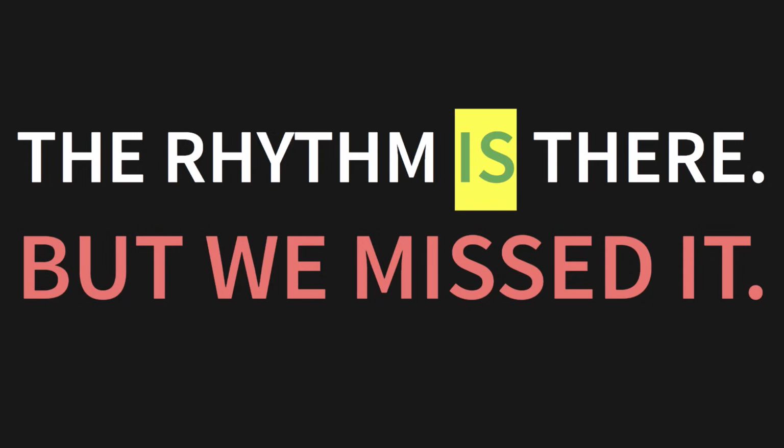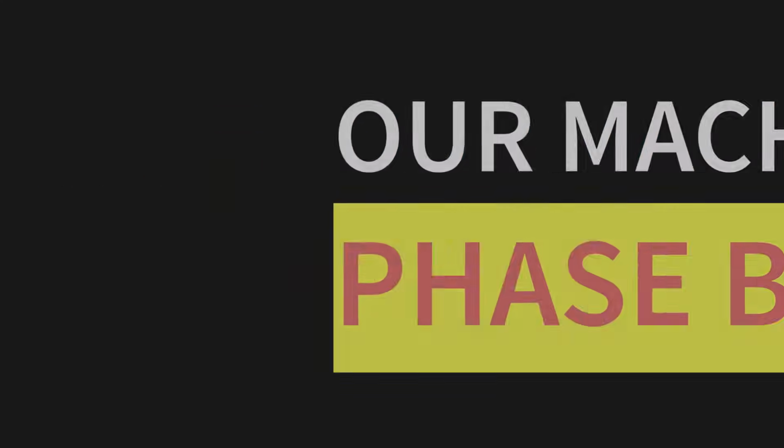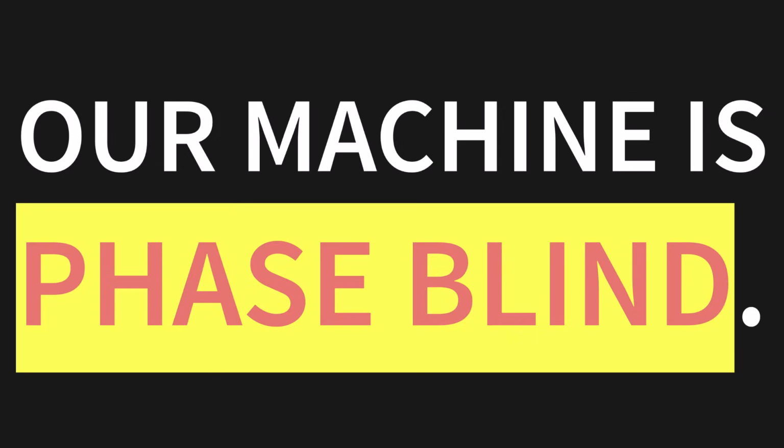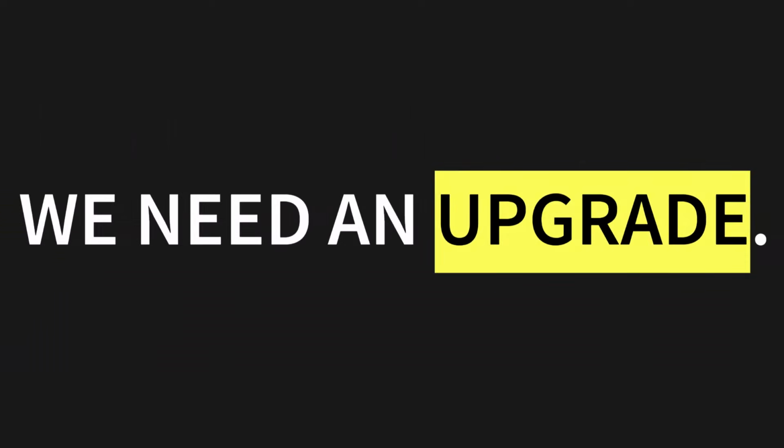This is a false negative. The rhythm is there, but we missed it. Our detector has failed. We know the 3 Hz rhythm is in the signal. We literally just put it there, but the machine is telling us it's not. Our machine is phase blind. It has a critical flaw. It can only detect rhythms that are perfectly in phase with our cosine test wave. This is the phase problem, and to solve it, we need an upgrade.